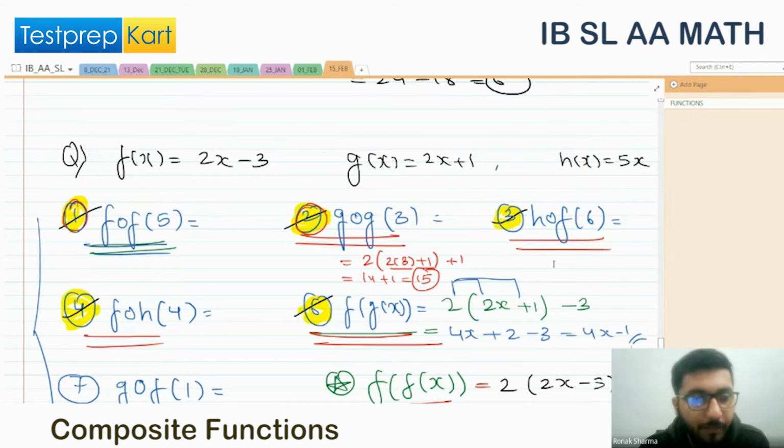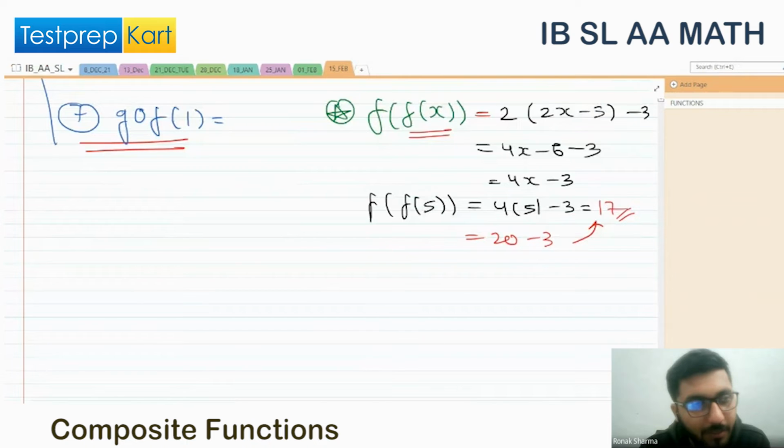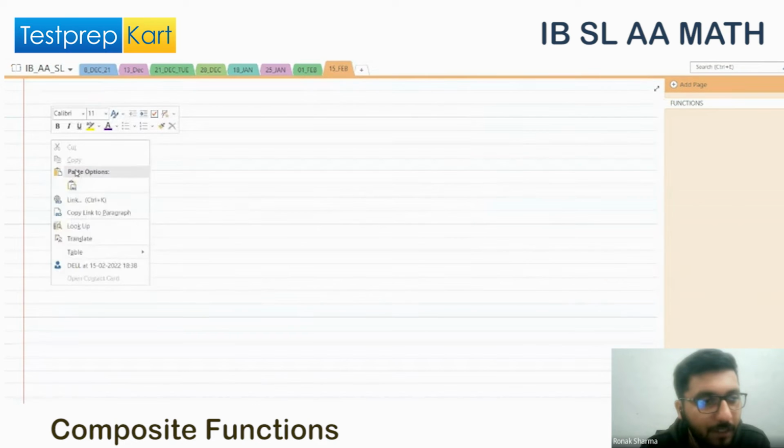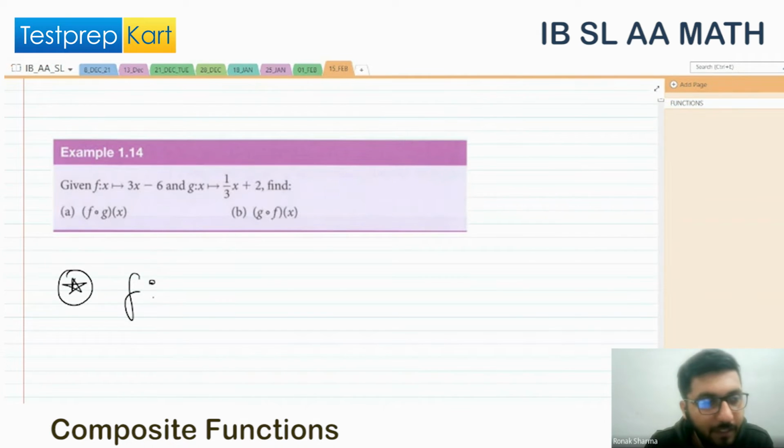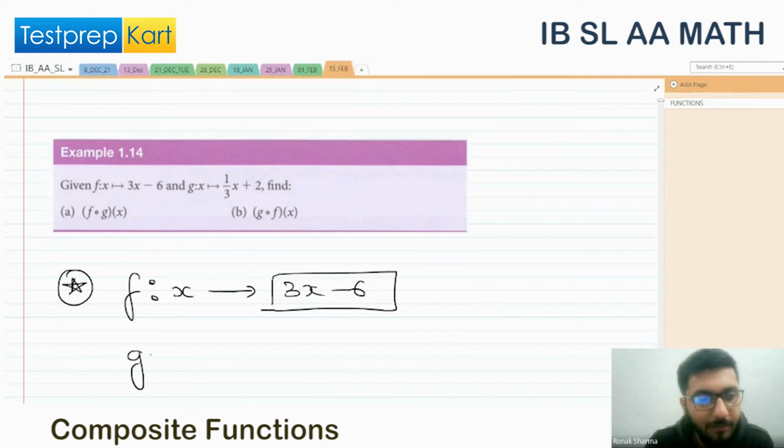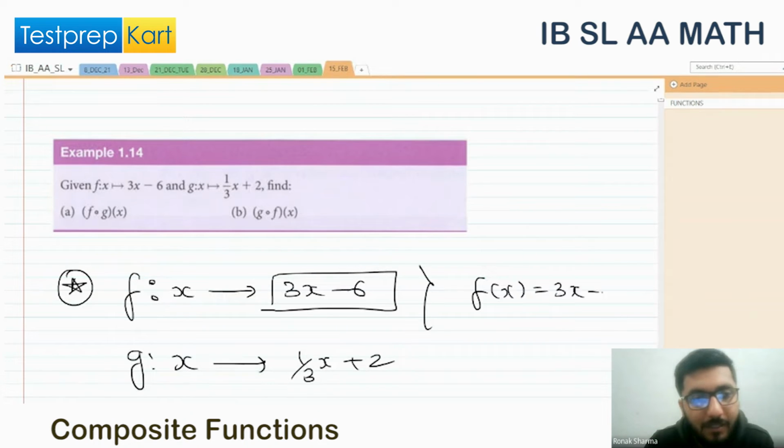Good. Now one more type of question based on such a concept, but they'll give you the function in this way. Just focus here for a minute, then you'll get it. They'll define the function like this, with some expression of x like 3x minus 6, or sometimes x by 3 plus 2. It simply means f of x is 3x minus 6, and g of x is x by 3 plus 2.